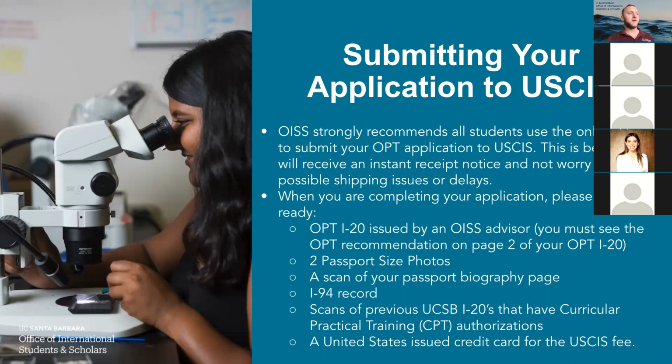You'll need a scan of your passport biographical page, your I-94 record, scans of any previous I-20s that have curricular practical training, or if you had a different SEVIS ID, you'll need to upload that I-20 as well, and a United States issued credit card for the USCIS fee, which is right now, I think it's $350, so a little pricey.